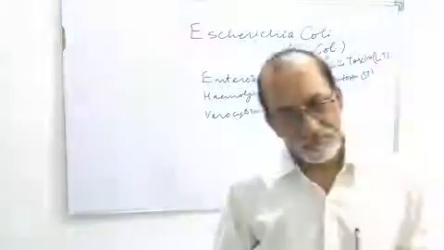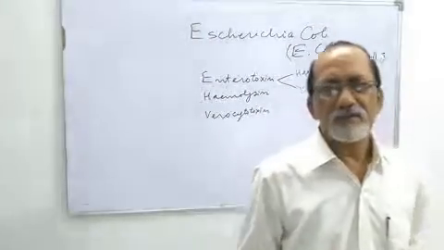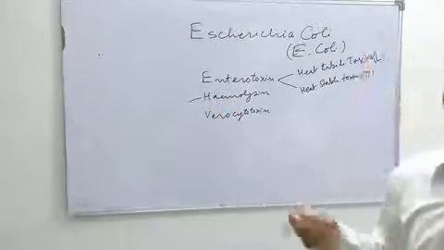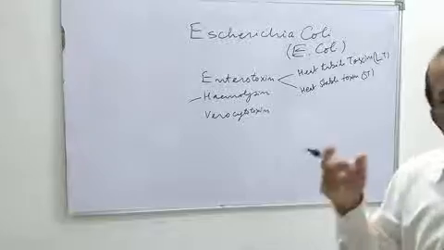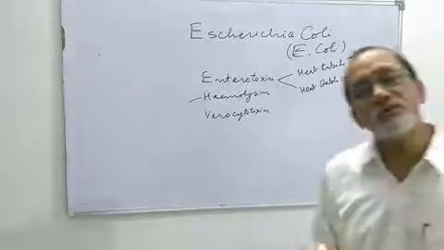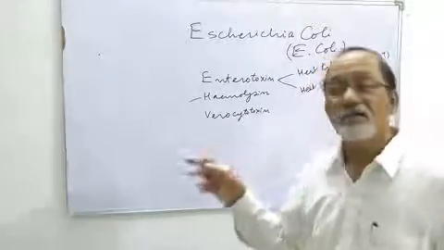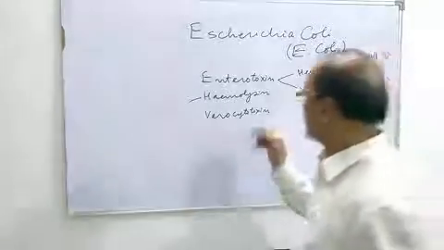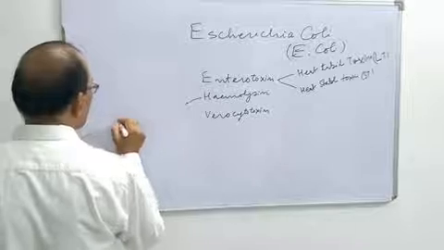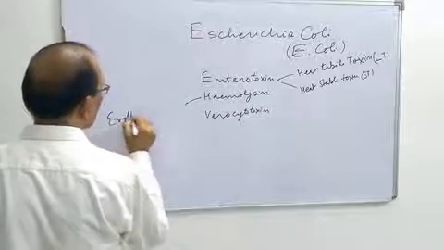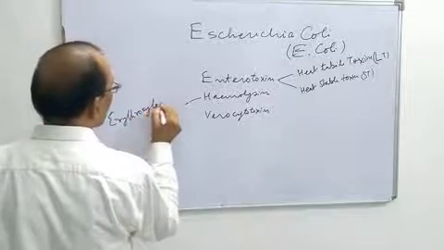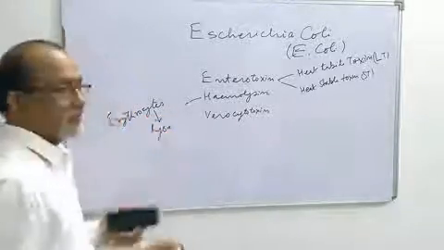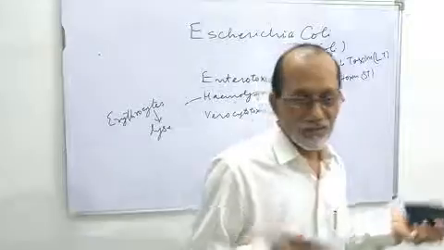And while we talk about the hemolysin, some strains of this E. coli produce hemolysin, which can lyse the erythrocytes of some species. तो ये क्या करता है? ये RBC या erythrocytes को लाइज करता है, मतलब उनको तोड़ देता है, खत्म कर देता है.